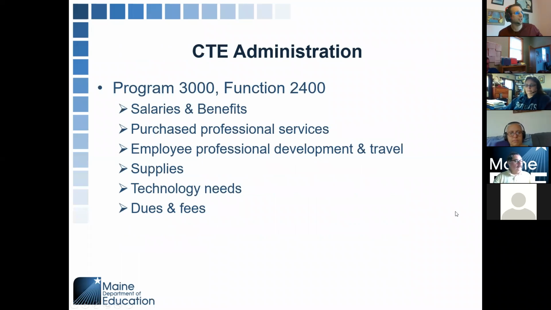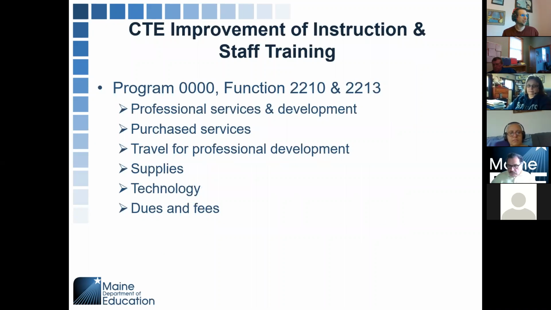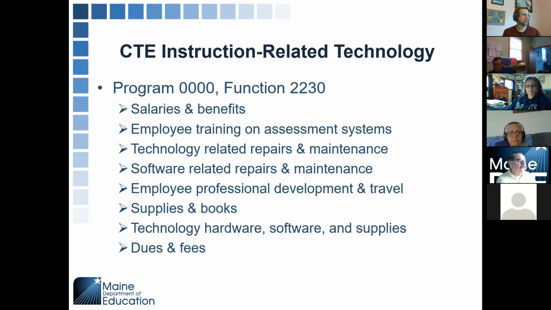Okay, so CTE Administration. I want to back up because I'll have to correct these slides. We're seeing program 0000 for CTE. We actually need to make these program 3000 instead of 0000. So you would see all of these where I put 0000, because we are talking about CTE, we actually want to make those 3000. I want to make sure everybody understands that.